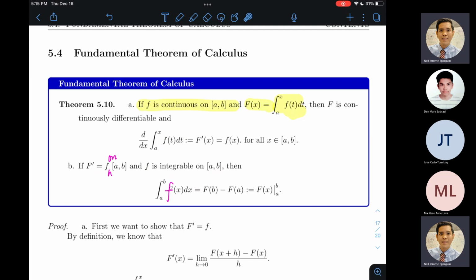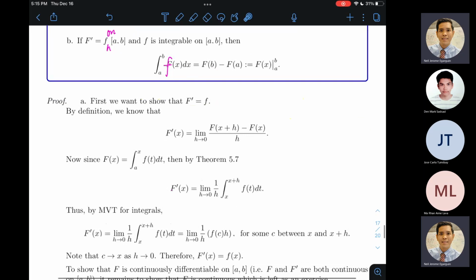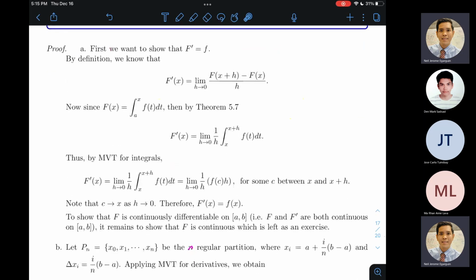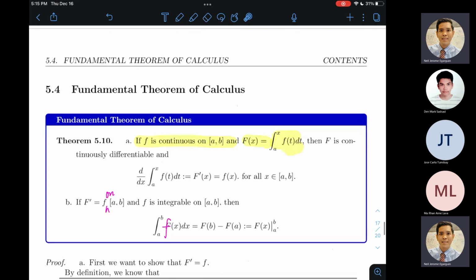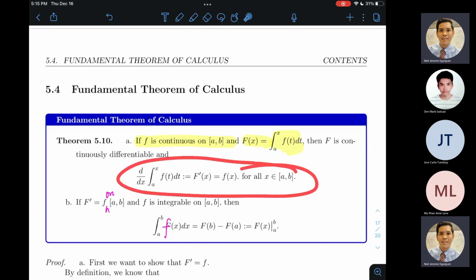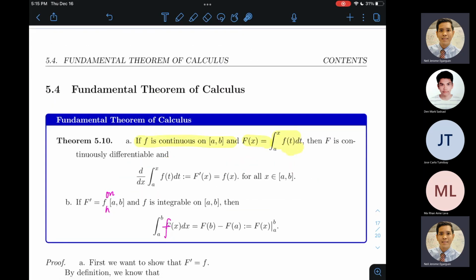Okay? Now, tingnan natin, paano pinuprove yung FTC? Parang sa Math 36, hindi yata natin pinuprove yung FTC. Pero simple lang naman yung proof ng FTC. Okay? Part A muna. Pakita natin na derivative talaga ni F si little f. So, parang kailangan kong i-prove itong statement na to. And I can prove this using the definition of the derivative.